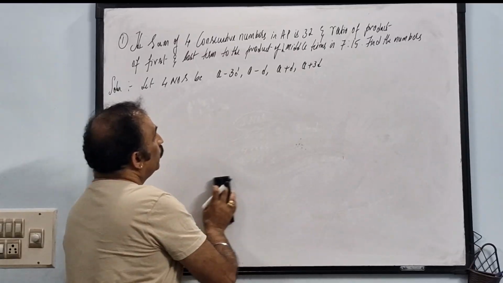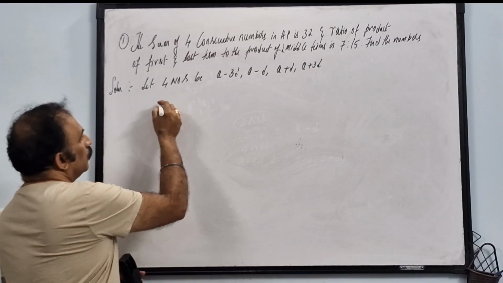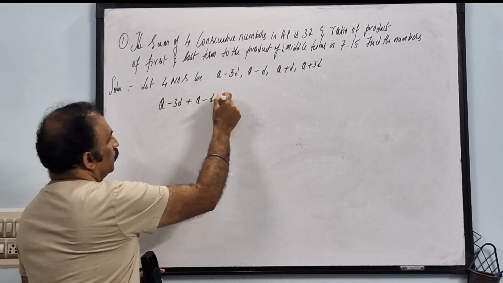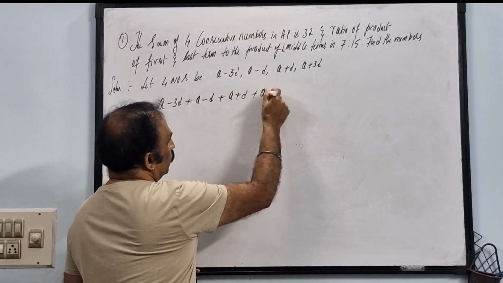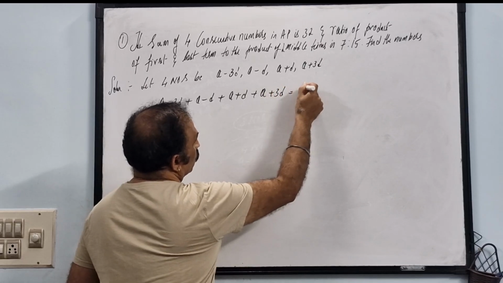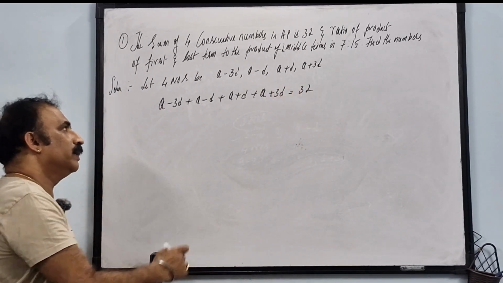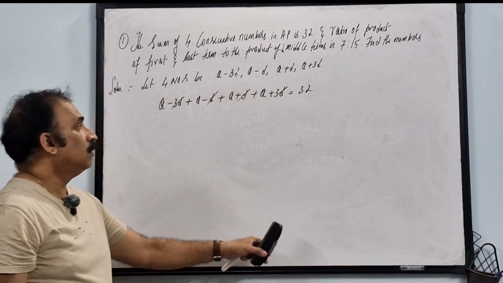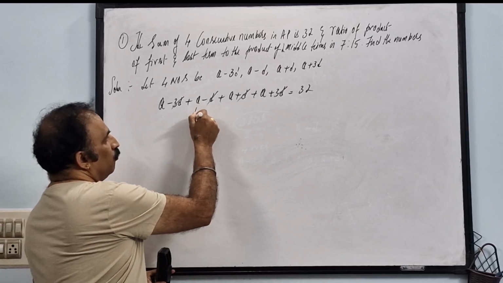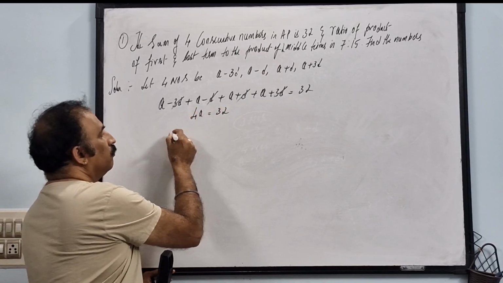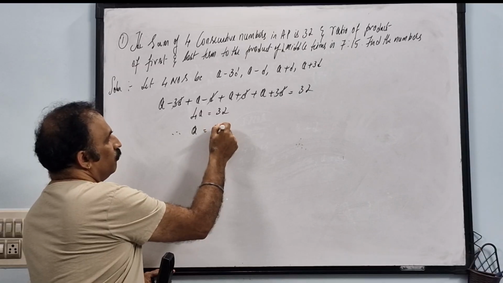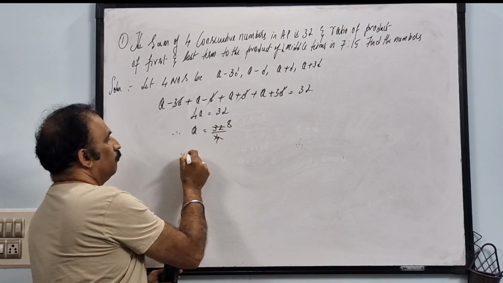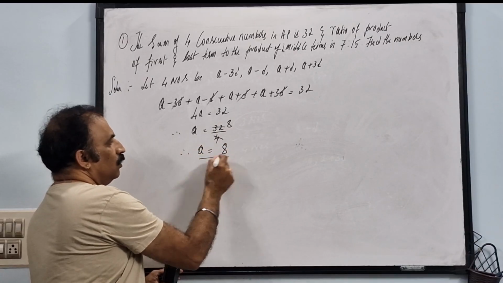Now here, by the statement, it says the sum of 4 consecutive numbers. So sum means you are going to add these numbers: A minus 3D plus A minus D plus A plus D plus A plus 3D, which is equal to 32. In this, positive and negative will get cancelled, that is plus 3D and minus 3D, and minus D and plus D will get cancelled. Further you have got 4 A's. So 4A is equal to 32. Therefore A is equal to 32 divided by 4. 4 7s are 28 and 4 8s are 32. So you get the A value directly: A is equal to 8.